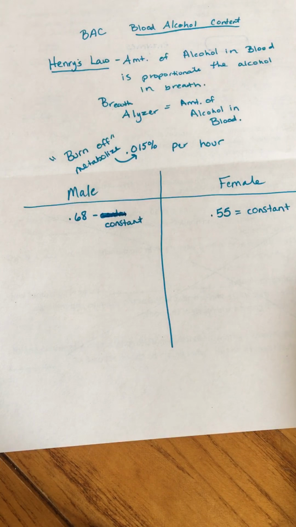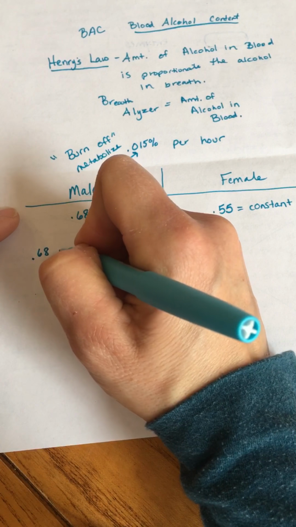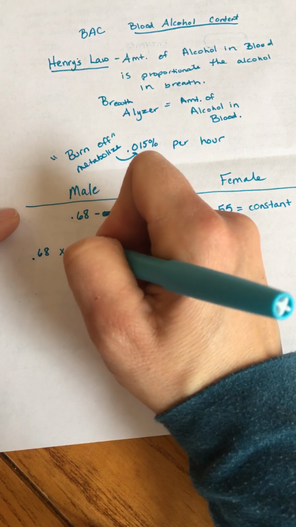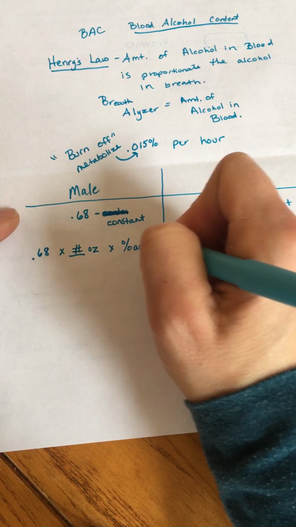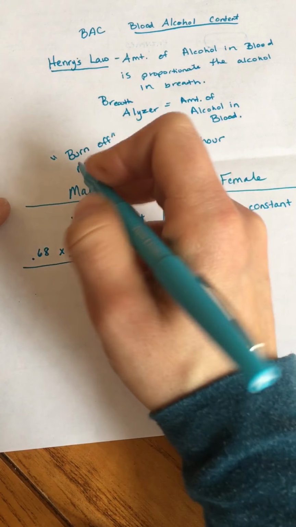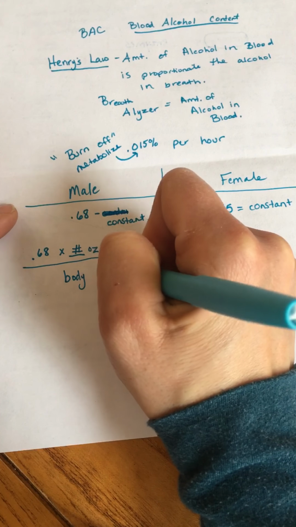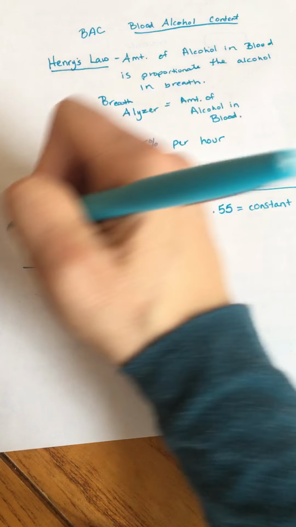All right. So what we can actually do is multiply the constant times the number of ounces that you're drinking times the percent of alcohol. And this is, like I said, what your blood alcohol content calculator is going to do on your phone, divided by your body weight. And that's going to give you your blood alcohol content.